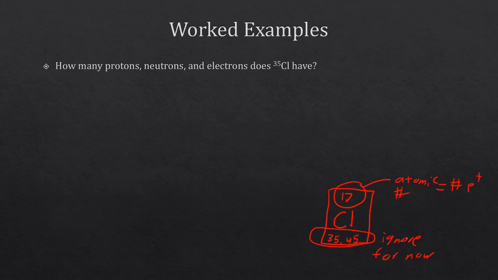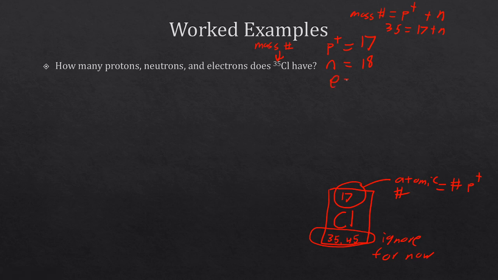So anytime you have a symbol for your atom, it's a way of telling you how many protons there are. So for this problem, we know that the protons are equal to 17 because it's chlorine. Now, let's get neutrons next. This number here, remember, is our mass number. Mass number is equal to our protons plus our neutrons. Therefore, if 35 equals 17 plus our neutrons, we subtract 17 from both sides, and we'll get that there are 18 neutrons in chlorine 35.